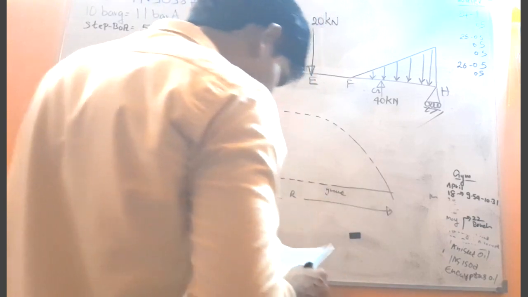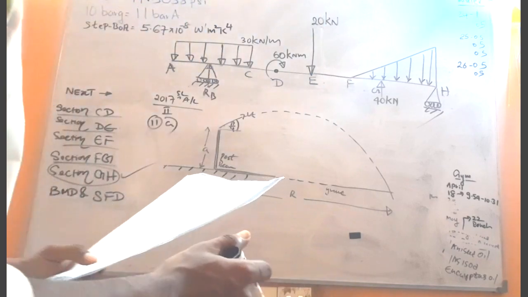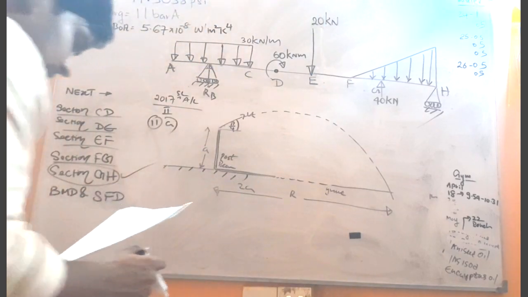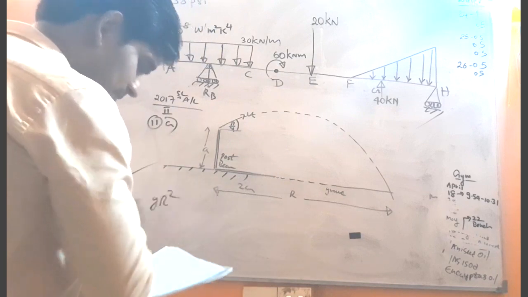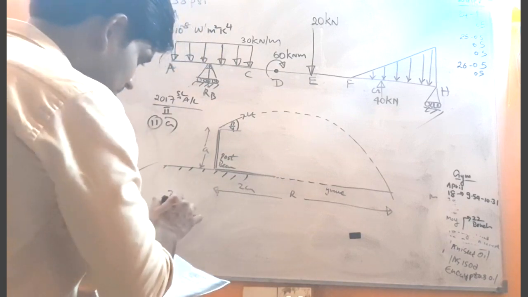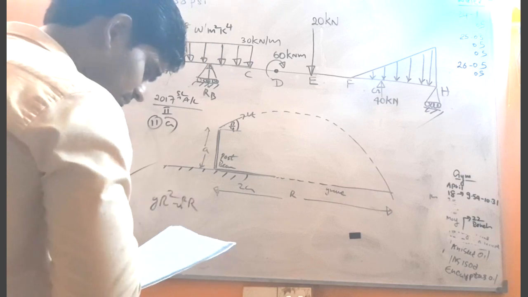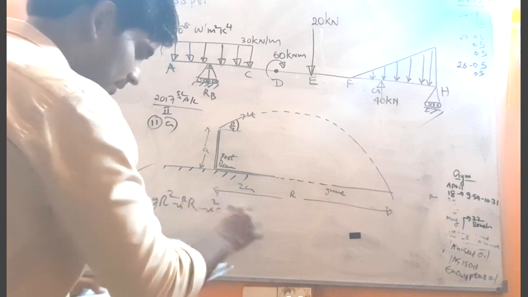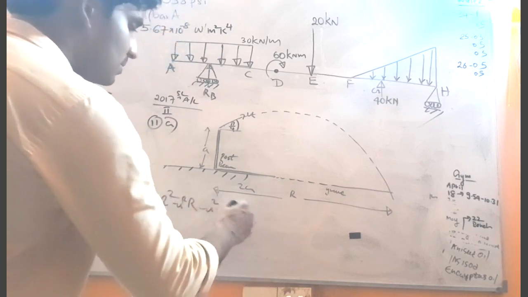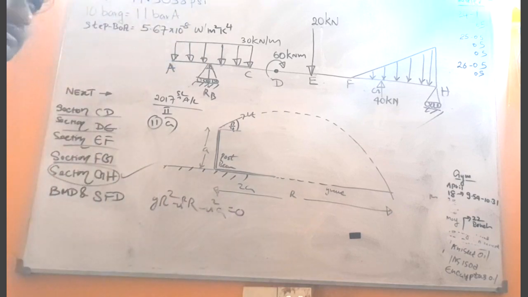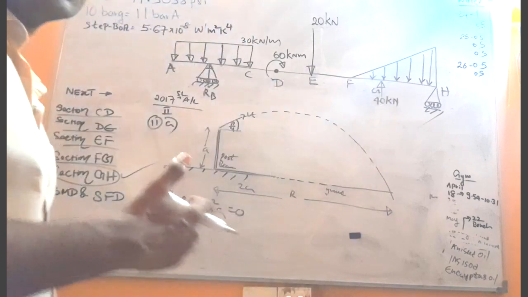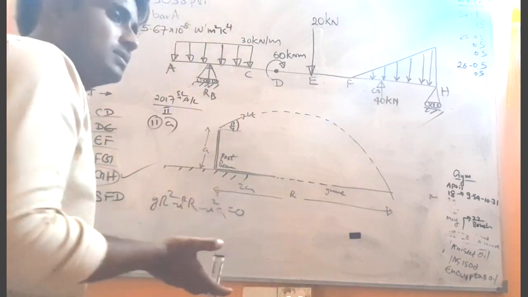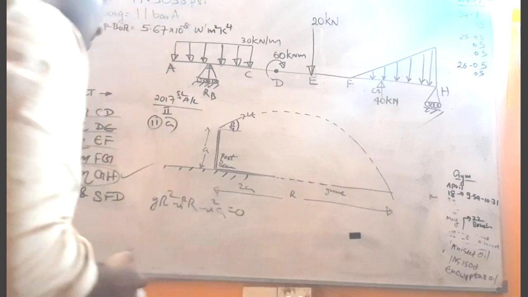Now they ask us to prove that the range is given by the equation g r squared minus u squared r minus u squared a equals 0. It's a very simple thing. Now let's apply this. This motion we can divide into two parts, horizontal motion and vertical motion.